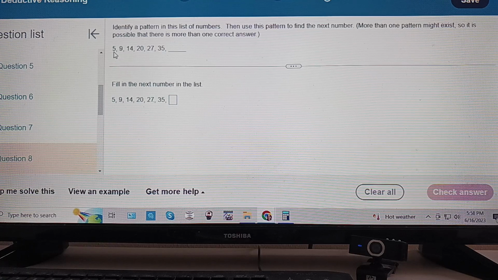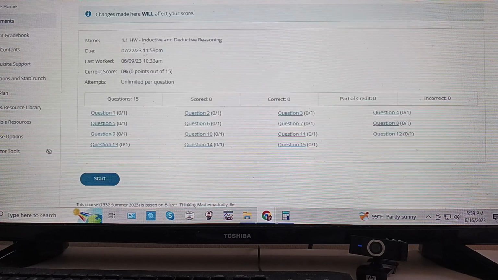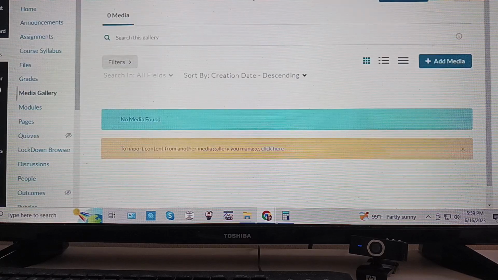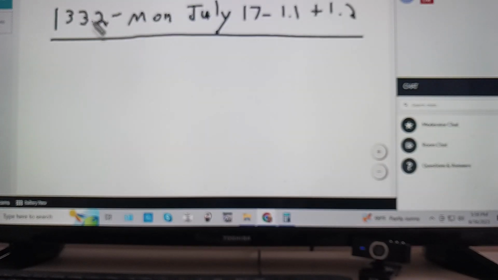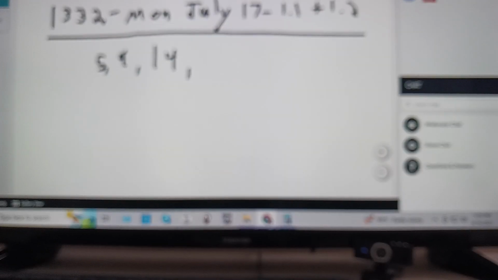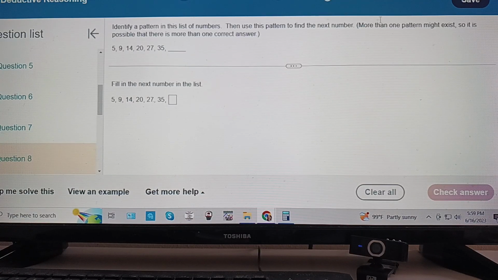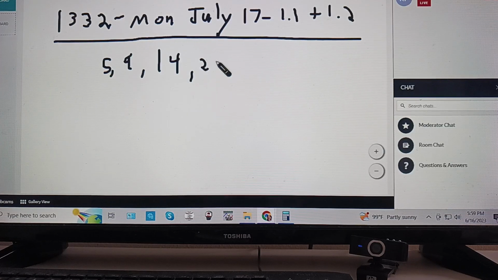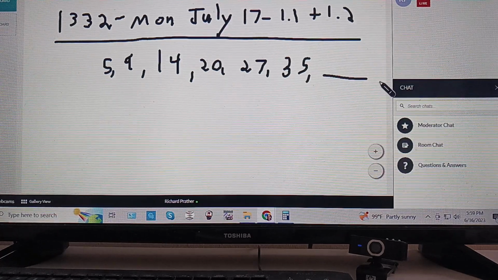Okay, so now if I thought, okay, there's nothing times 5 that equals 9, so it's definitely not multiplication. 5 plus 4 would be 9, but 9 plus 4 is not 14. So let me come back over here. I've got this big whiteboard that I can write on, which is nice. So we've got 5, 9, 14, 20, 27, and 35. And then the goal is to get this next one right there.